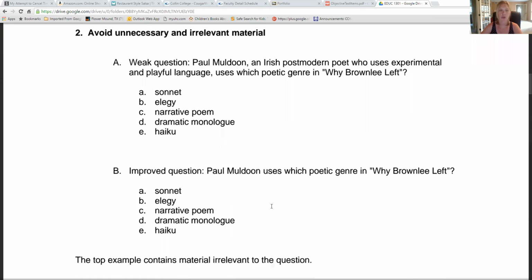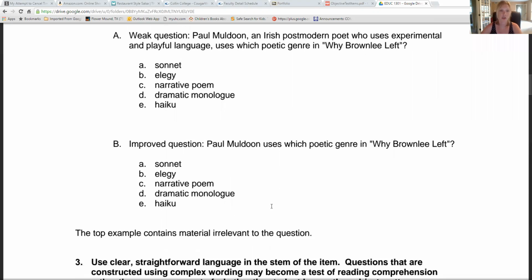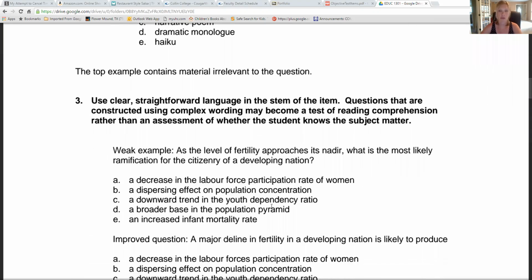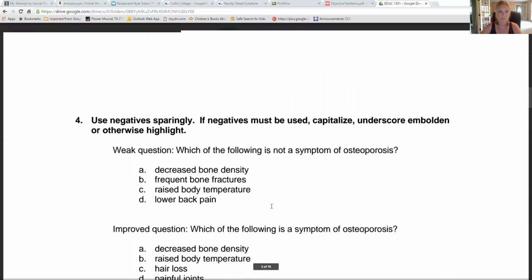Like I just mentioned, you want to avoid that unnecessary or irrelevant information. So it's not really relevant that he experiments with playful language. That doesn't help the student understand or doesn't point them in the direction of what you're actually asking. So make sure that you eliminate any kind of irrelevant information, including some of those phrases like "of the following." You just want very straightforward language in your stem and not have a lot of extraneous information.